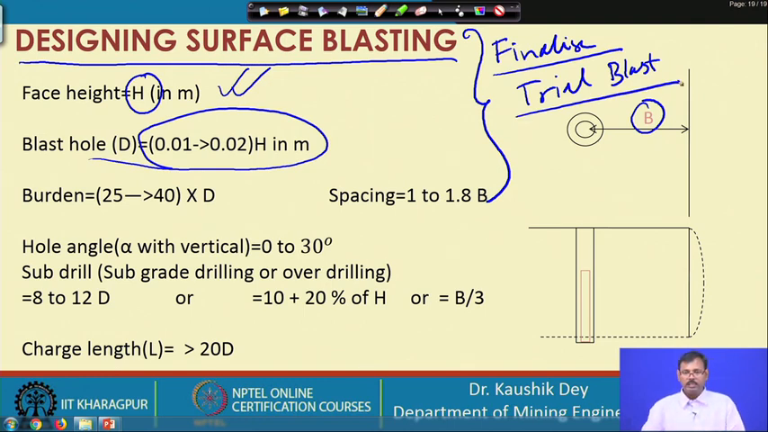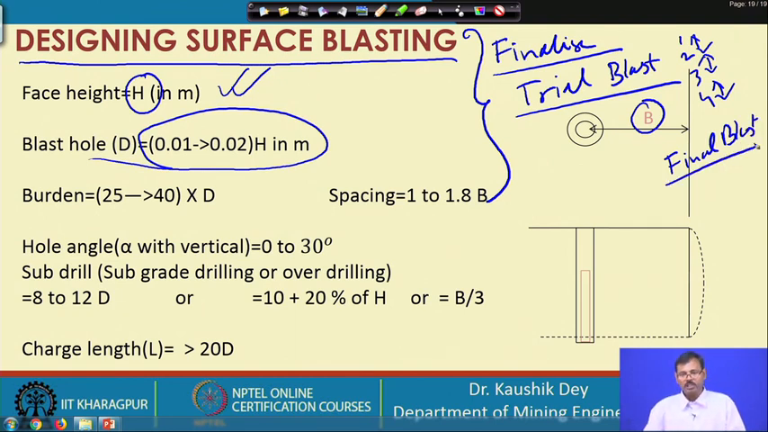That means trial blasting 1, 2, 3, 4 has to be carried out, and every time we will modify different parameters in this trial blasting to finally arrive at the final blast design.